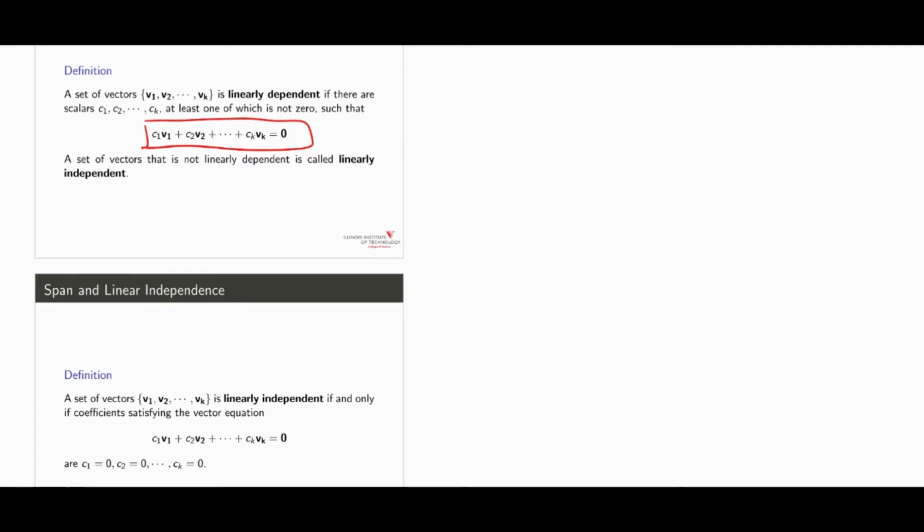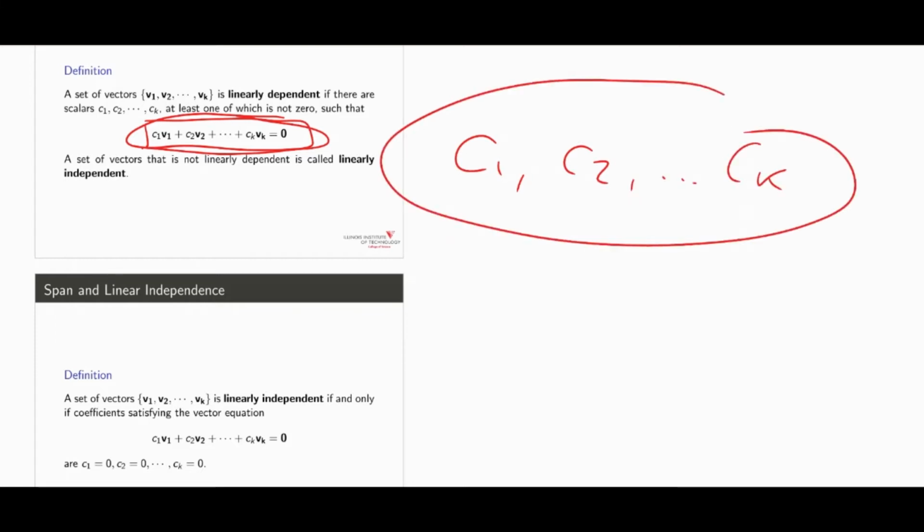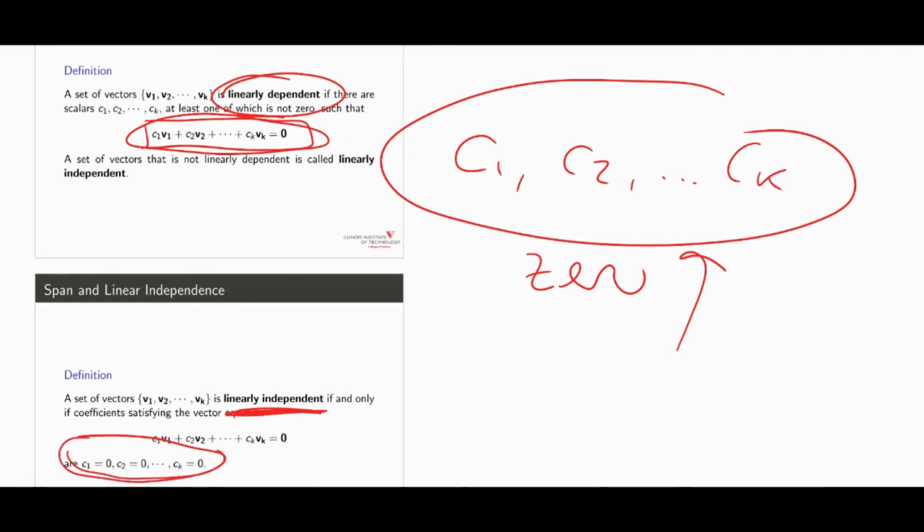Are they related to each other or not related to each other? You don't care. You just set up this equation and look for the C1, C2, all the way to CK. If all of them have to be zero, then they are independent. If at least one of them is not zero, then we say that they are dependent. Okay, so negating all zero means that at least one of them is not zero. You can see that here they say at least one of these is not zero. Then this is different from this.